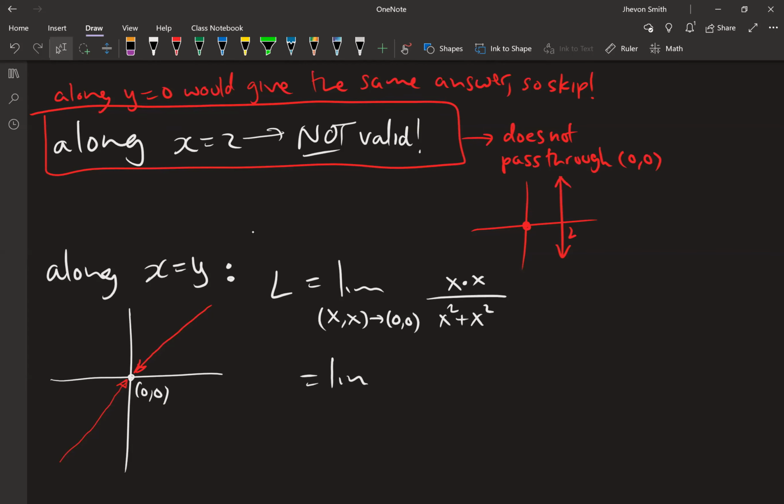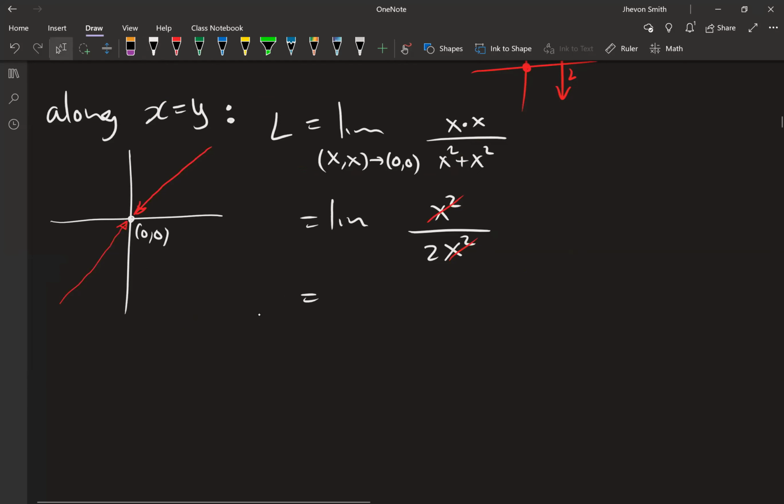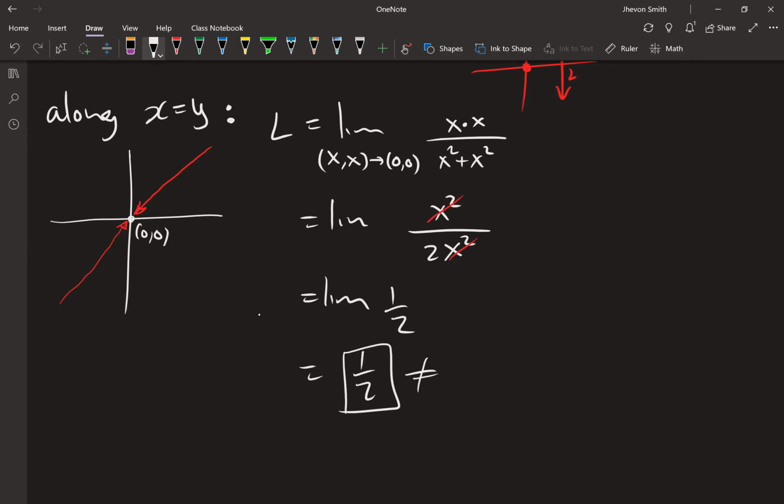Now what's going to happen? You'll see that the top is x squared. The bottom, I have 2x squared. I can combine the terms. This allows me to simplify the x squareds. And what's the answer now? So now I pretty much have the limit of a half, which is a half. Now a half is cool and all, but there's a problem. It happens to not be equal to 0, which was the answer I got before.